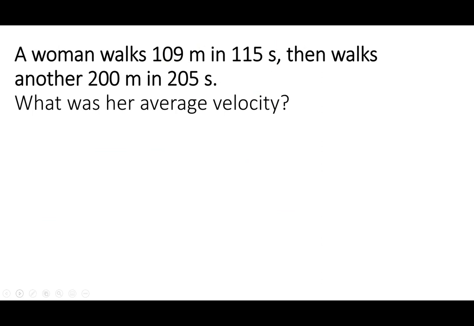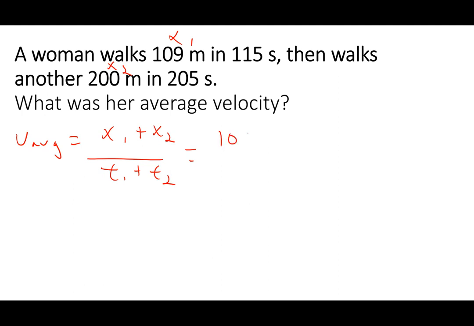Let's see here. A woman walks 109 meters in 115 seconds, then walks another 200 meters in 205 seconds. What's her average? Well, that's easy for us. We take total distance, x1 plus x2, divided by total time. This is my x1, this is my x2. 109 plus 200. Divided by, this is my t1, and this is my t2. That's 115 plus 205.